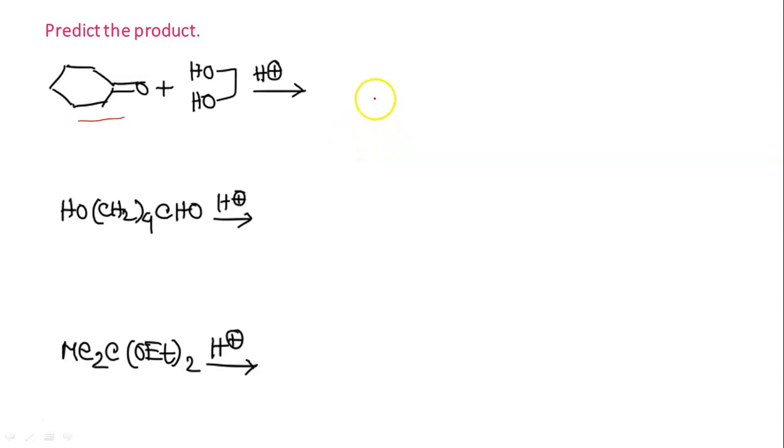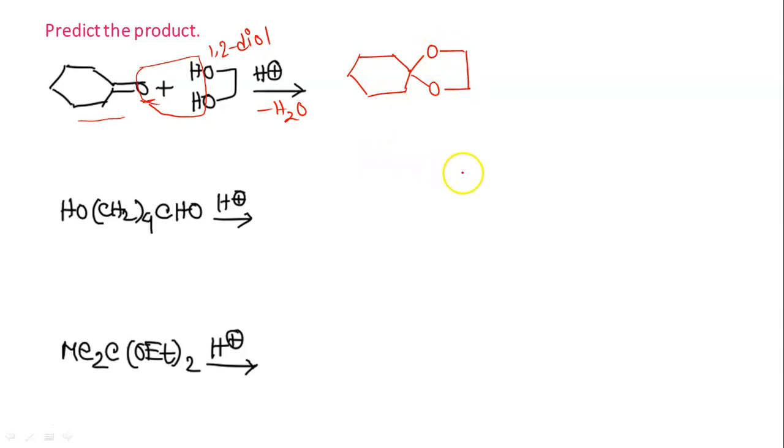There is no water. So the product will have the oxygen from the ketone and the 2 hydrogens from the 1,2-diol. This is our 1,2-diol. You have to remove it, that is, one water molecule will be removed and 2 carbon-oxygen bonds will be formed. Okay, so this will be the structure of the product.